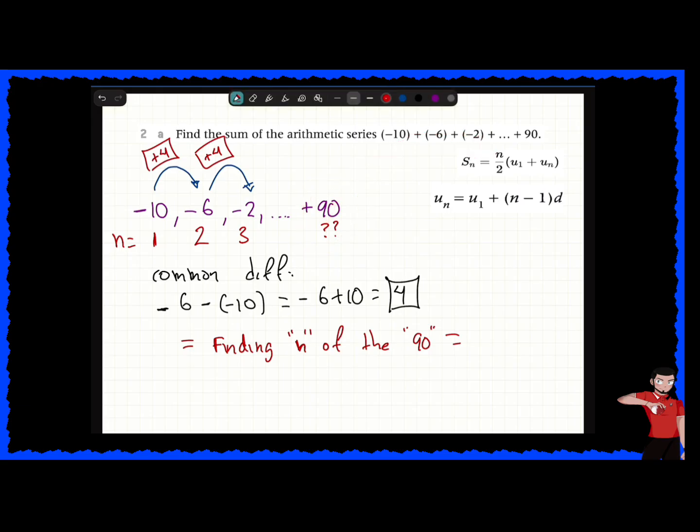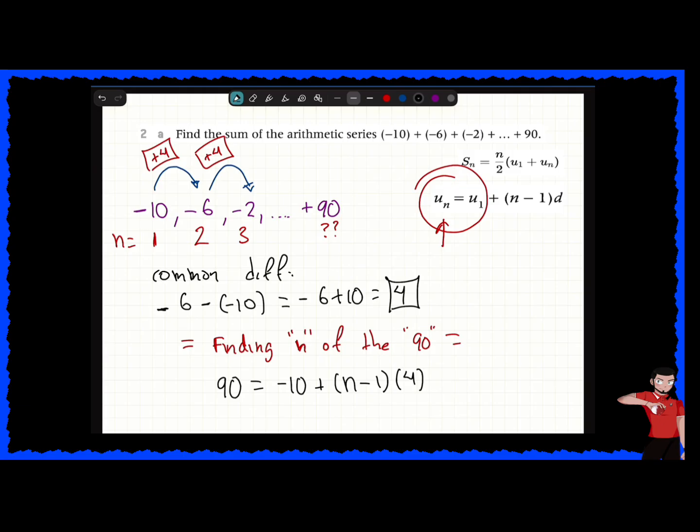Okay, here comes the trick. If you remember this formula, this u_n means the number using the position n, and we already have the number. That is the reason that we are going to use this equation. 90, the number using the position n, is going to be the first number, minus 10, plus n that we don't know, the position that we don't know, minus 1 times the common difference. In this case, 4. This is the common difference.